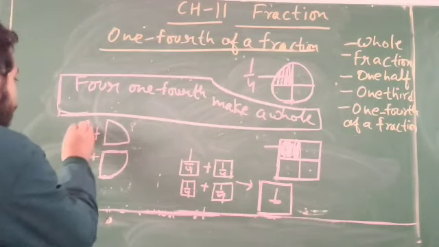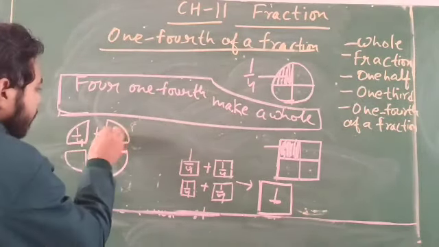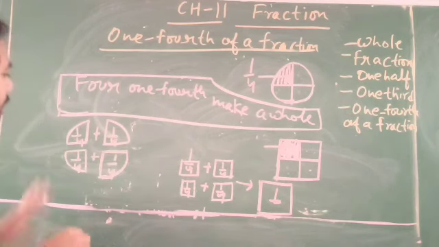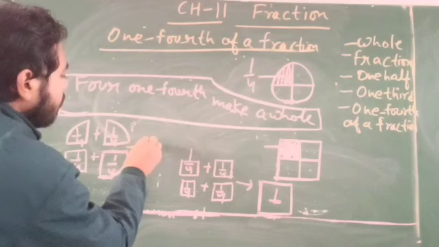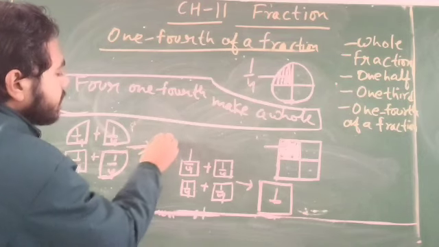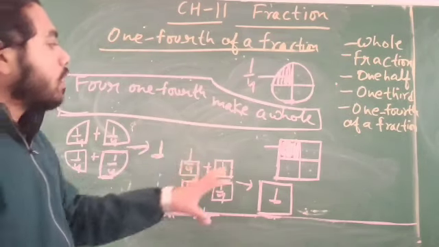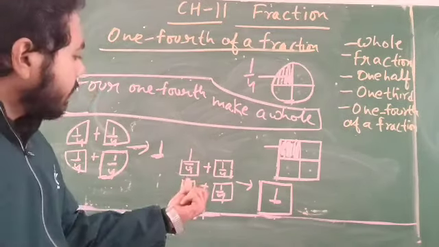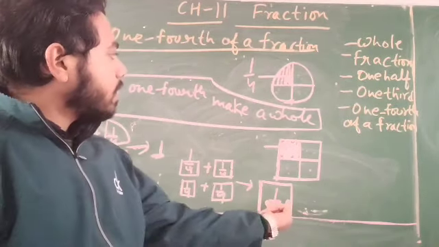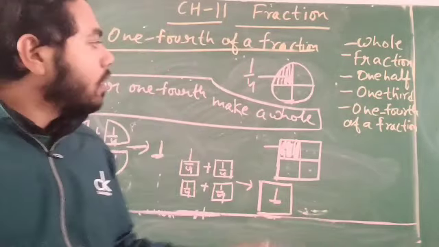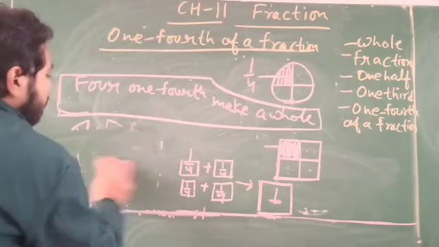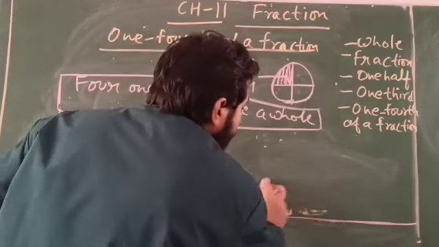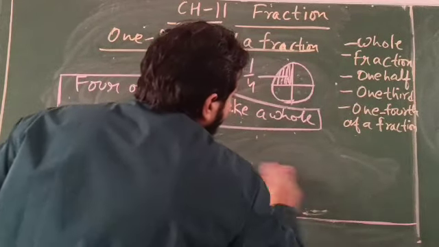Here also, if we 4 times add 1/4, we get our original circle, that is representing 1. So these all are the ways we can say that 4 1/4 make a whole. So let's take now in numerical ways how 1/4 become whole.